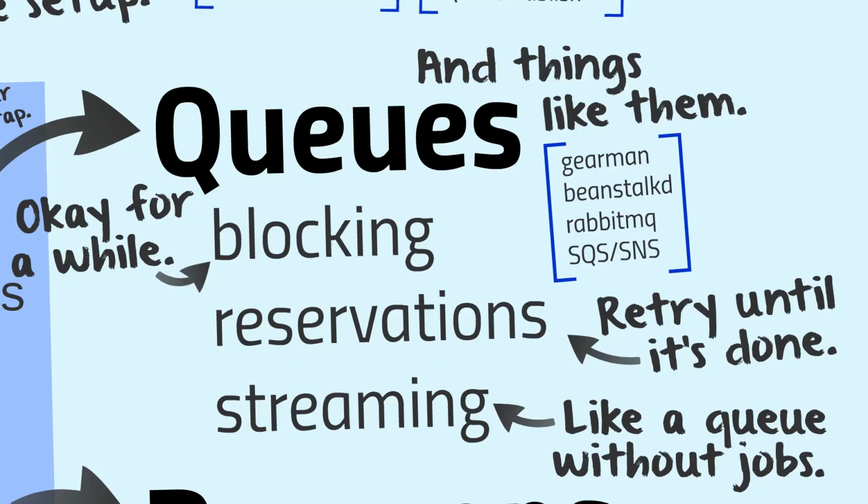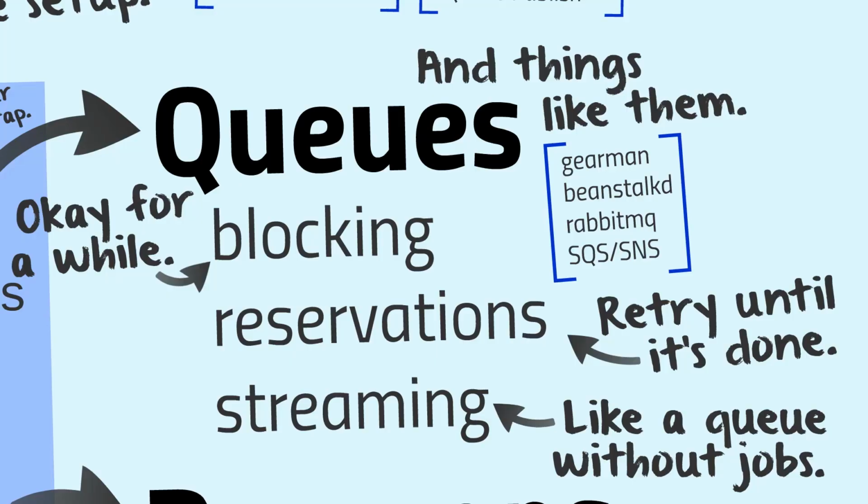Then SQS and SNS. Anybody use those? Those are AWS's services. Okay, a couple, yeah. So SQS and SNS tie together really nicely. SQS is our queuing service where you go out and ask for a job and it'll give you the next available job. SNS is where you publish an event to SNS and it'll push it to a bunch of endpoints. What's interesting is some of which can be queues.